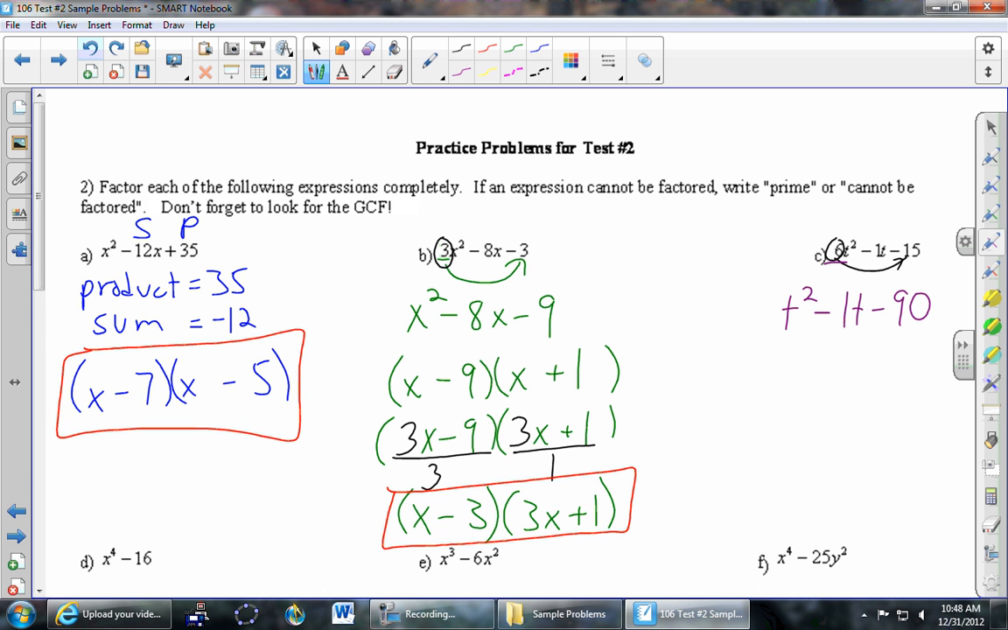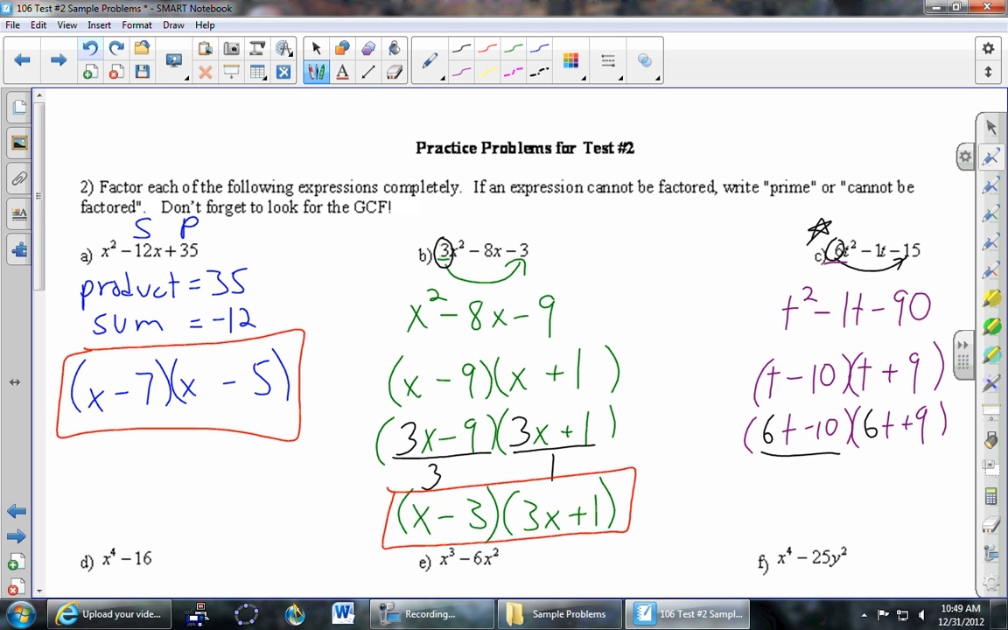Now you can do the product sum. So pause the video here, see if you can find two numbers whose product is negative 90 and whose sum is negative 1. Okay, hopefully we came up with t minus 10 and t plus 9. But it's funky factoring, so we're not done. Recopy those, but leave a little space. And then that 6 that we had peeled off before needs to come back in both places. And then separately divide by the greatest common factor in each of the parentheses.